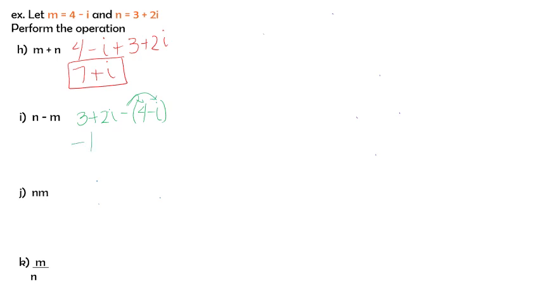Okay, m plus n. We have 4 minus i plus 3 plus 2i. So adding the real parts, I have 7. Adding the imaginary parts, I have plus i. Number 2, n minus m. Make sure you didn't do this backwards. n is 3 plus 2i minus 4 minus i. Also make sure that you distribute that negative into both pieces. So I'd have 3 minus 4 is negative 1. 2i plus i minus a negative i would be plus 3i.